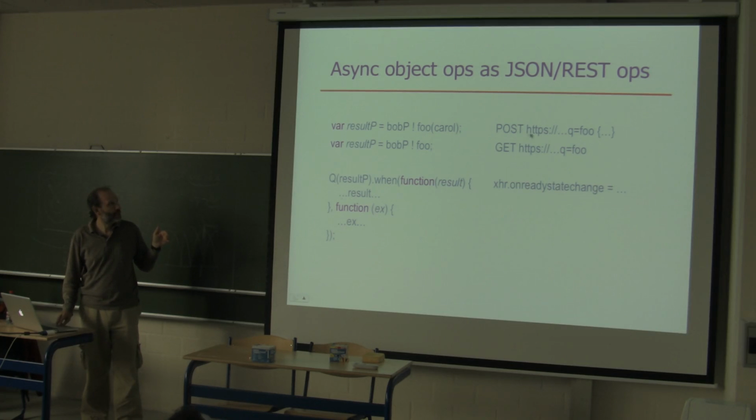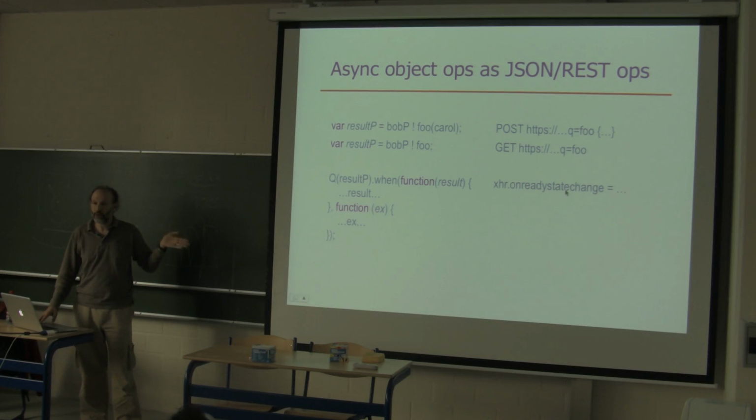The eventual send gets mapped to a post, identifying what method is being invoked, doing the JSON serialization of the arguments. Then when the result comes back, the JSON unserialization of the result becomes the resolution of the promise, and likewise with get. Get becomes get. And the when becomes just an abstraction over the means that browsers provide for getting notified when an HTTPS request completes.